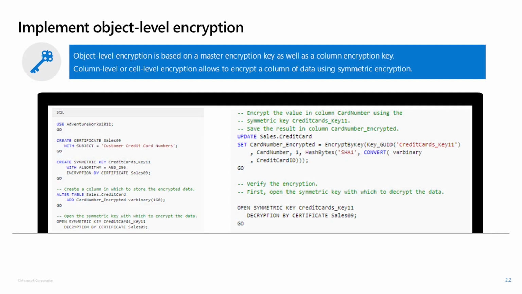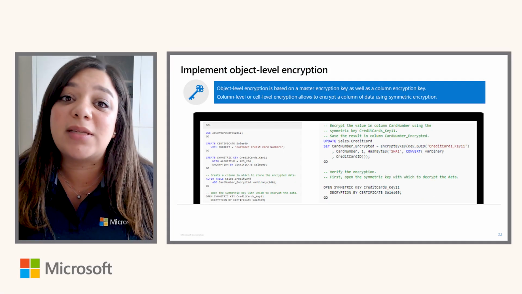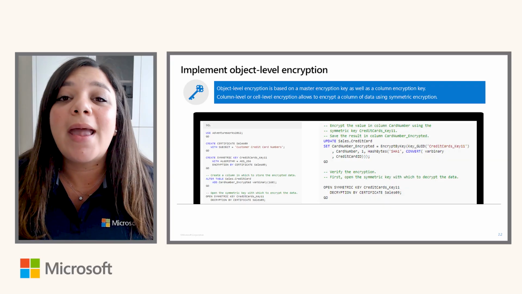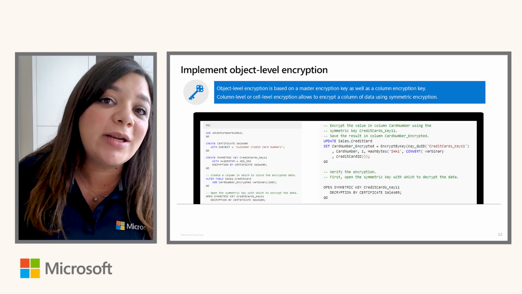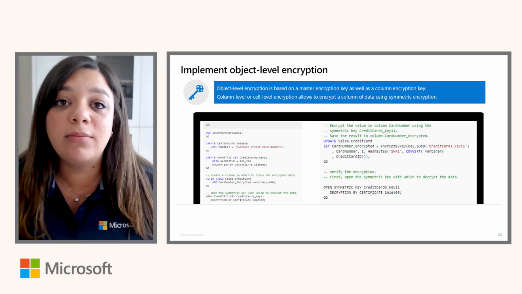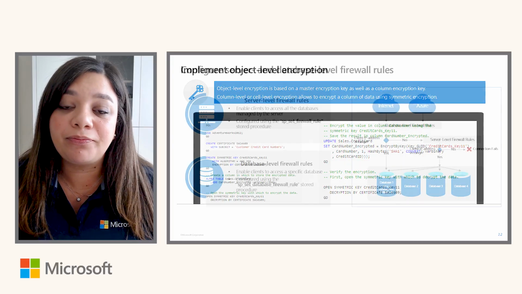Next, we talk about object-level encryption, which protects individual columns of sensitive data using symmetric encryption, unlike transparent data encryption, which secures the entire database at rest. So know the steps for encrypting a column with symmetric encryption and expect DP-300 exam questions on when to use object-level encryption versus TDE and how to implement column encryption effectively.